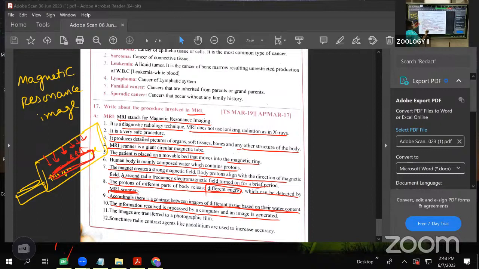Next, according to the contrast between the different tissues based on the water content, this is given to the computer, and the image is generated. This image is then transferred to the photographic film. Sometimes contrast agents like gadolinium are used to increase accuracy. They use gadolinium for a clear picture.